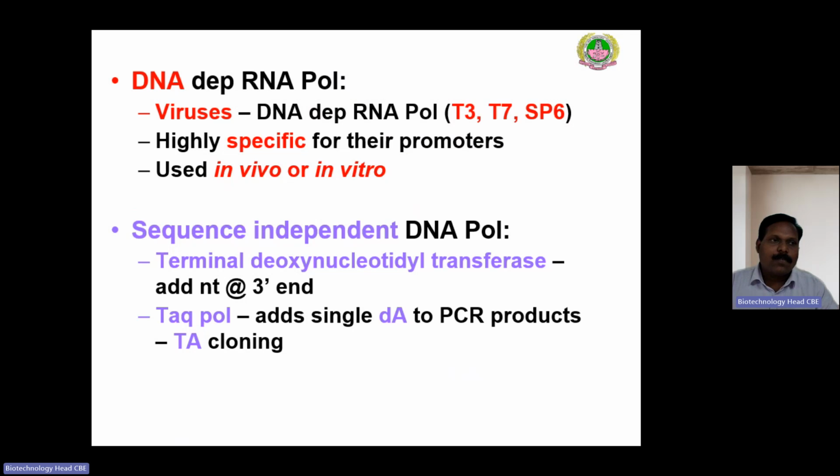The fourth class of DNA polymerase enzyme is template independent or sequence independent DNA polymerase. The example being the terminal deoxynucleotidyl transferase, which is used to add the nucleotide at the 3' end. And the second one is Taq DNA polymerase, which will add typically the adenine residues at the end of the PCR reaction, which can be deployed for the specific TA cloning of the genes.